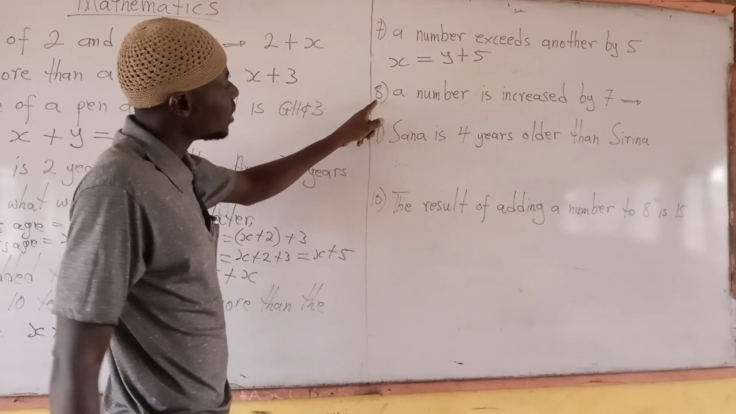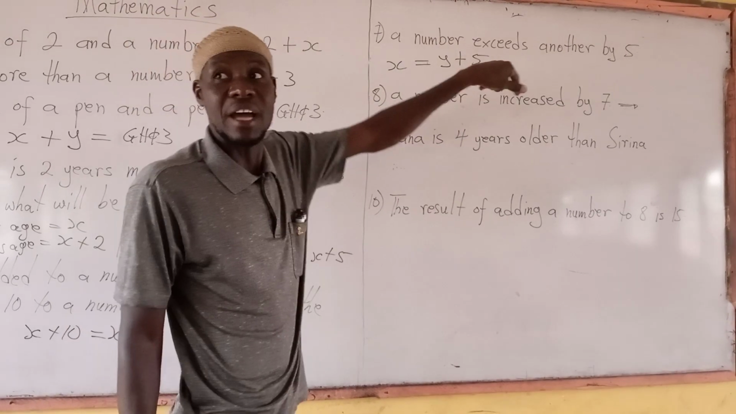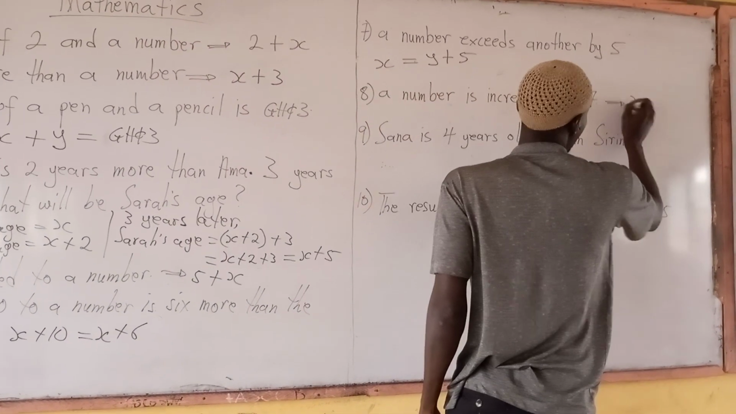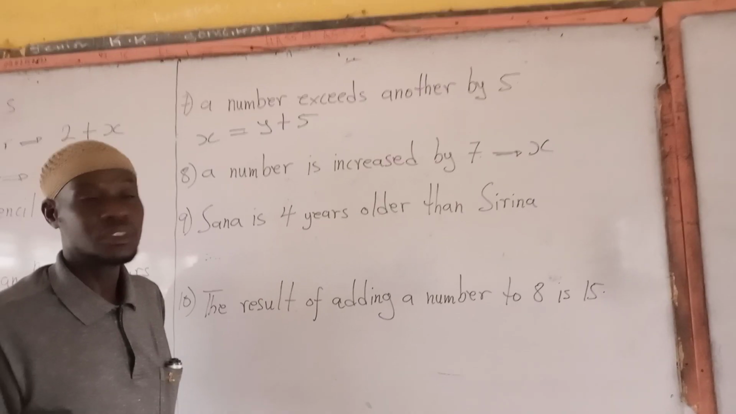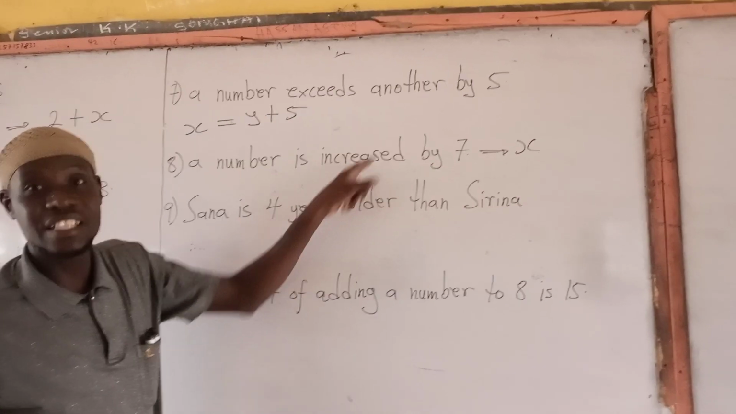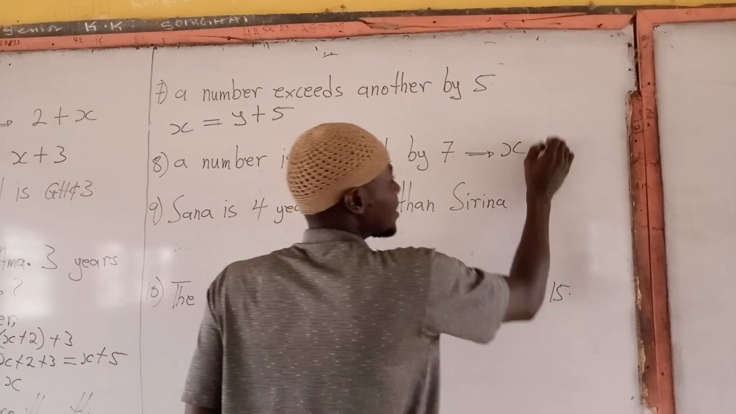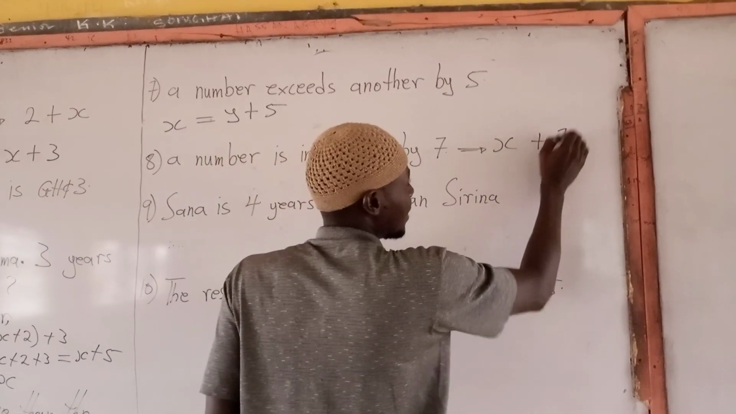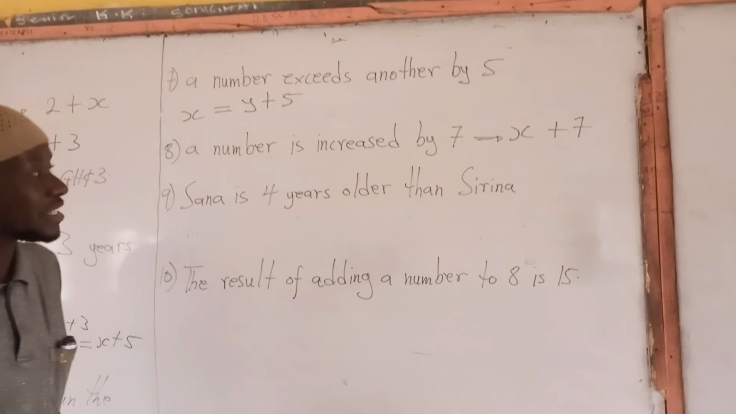Good. Now the eighth one: a number is increased by 7. Let the number be x. They say a number is increased by 7, so "increased" means addition by 7.